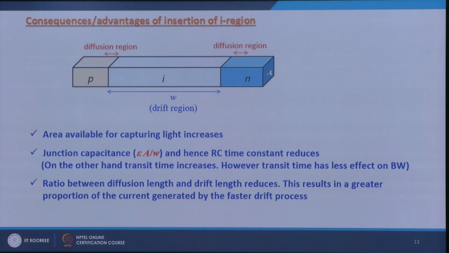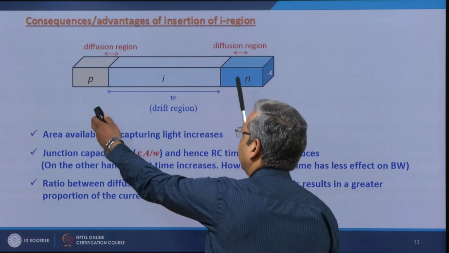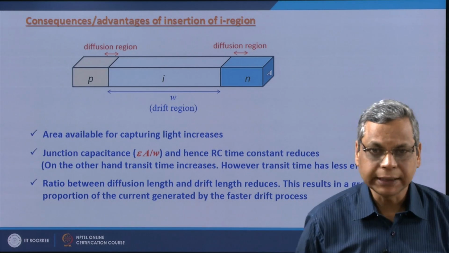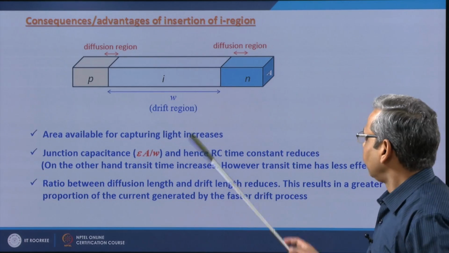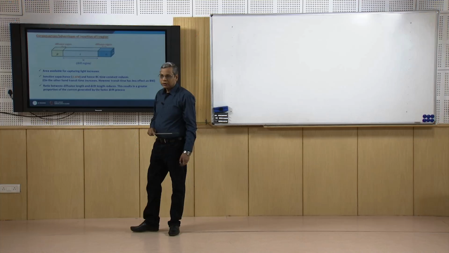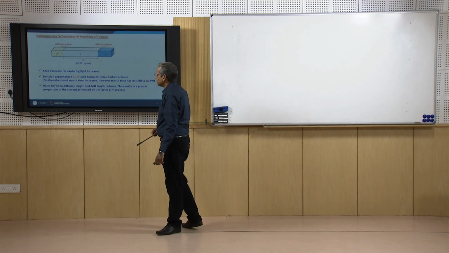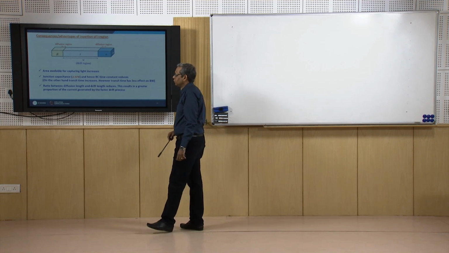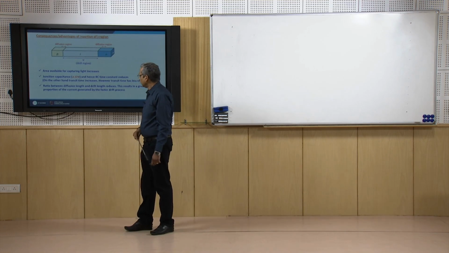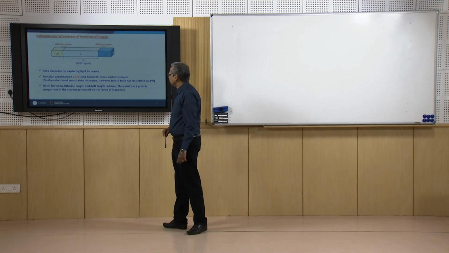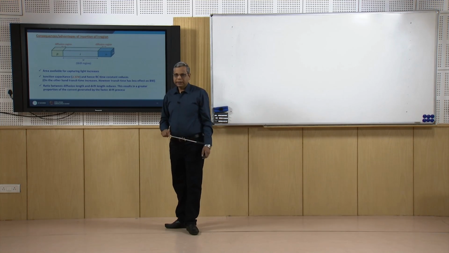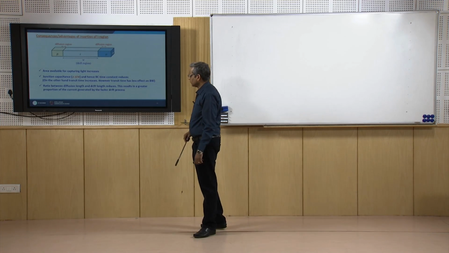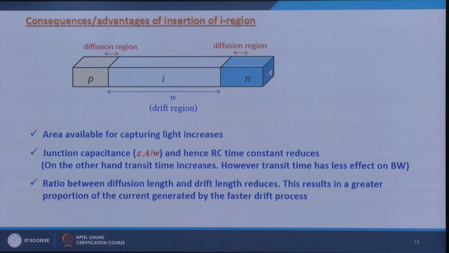However, you will say that you have increased the width of this region. So, now electrons will have to travel a longer distance in drifting from here to here. So, it will increase the transit time as compared to the transit time in the case of a simple p-n junction diode. Yes, it will increase the transit time, but the increase in transit time has very little effect on bandwidth as compared to the RC time constant. So, it is not of major concern.